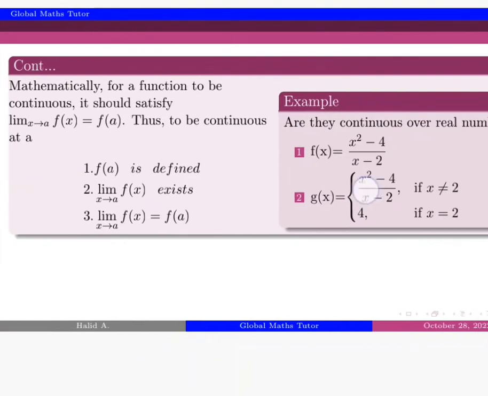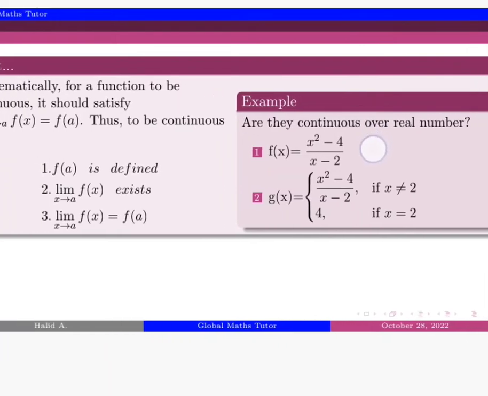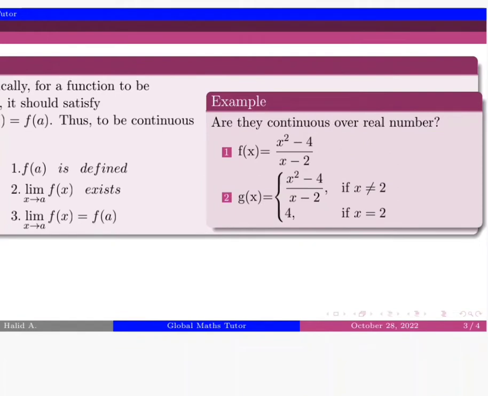Okay, let's do some examples. The first question is, are they continuous over the real numbers? For the first question, is it continuous for all values of x? No, because at x equal to 2 this function is not defined. At x equal to 2 there is a vertical asymptote, which means it is an infinite discontinuity. Thus, it is not continuous over the real numbers.